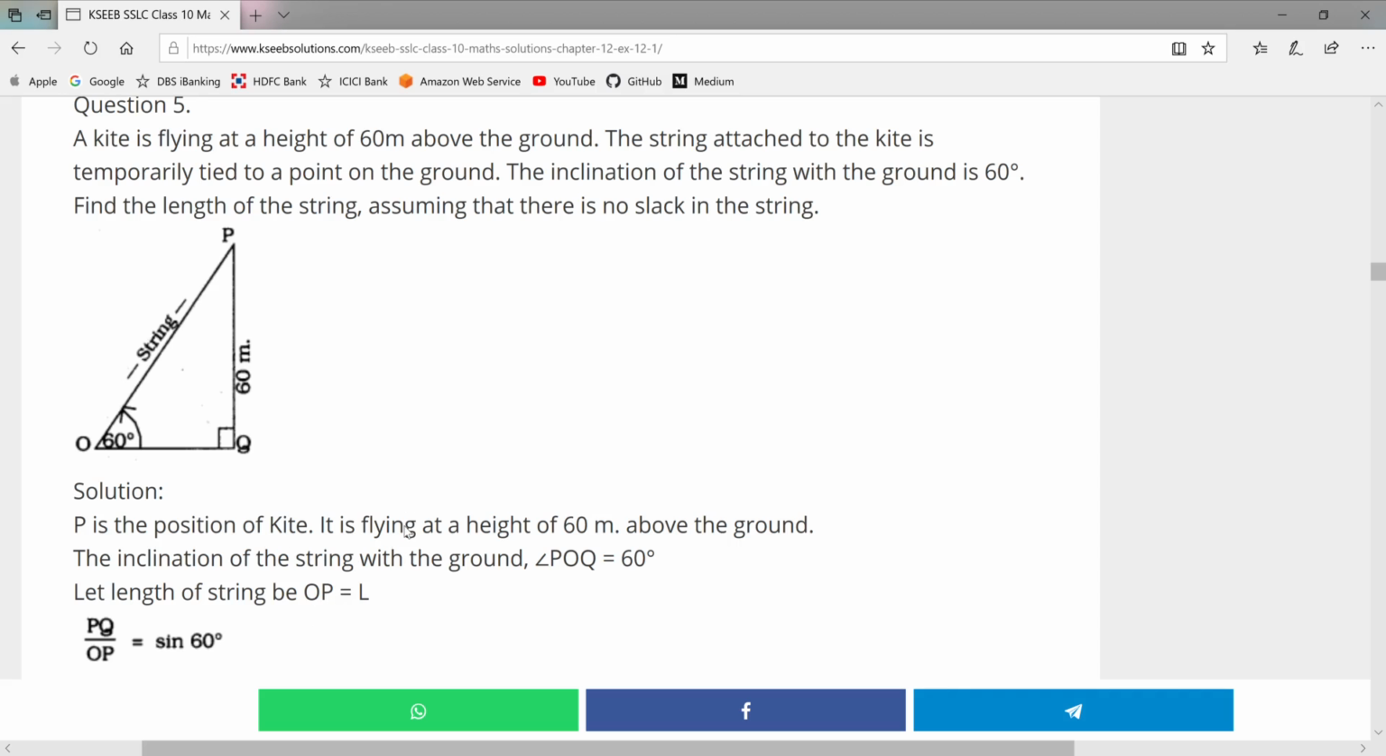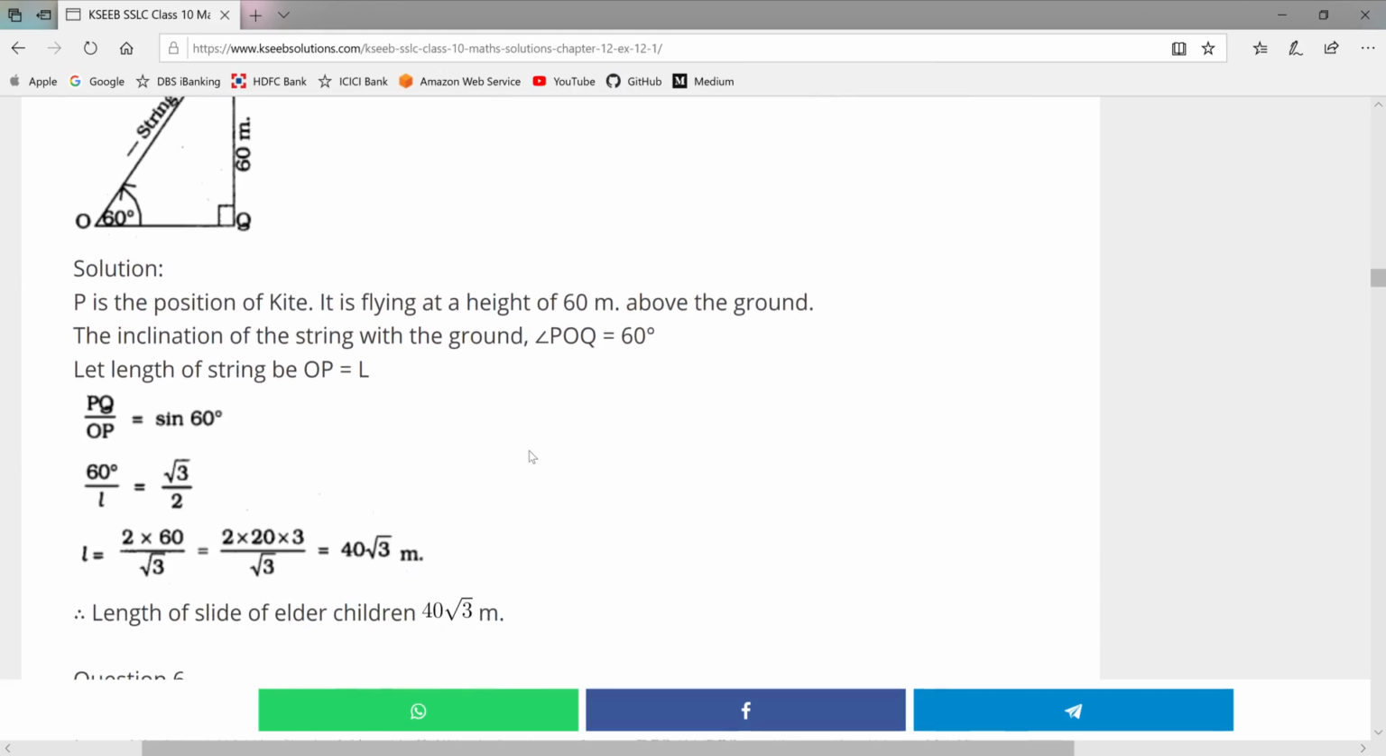So from this picture we are concluding that PQ is the opposite side for the angle 60 degree, the hypotenuse is OP, and the adjacent side is OQ. PQ is the opposite side for the angle O, OP is the hypotenuse, and OQ is the adjacent side.